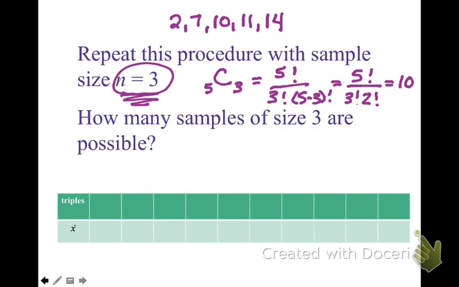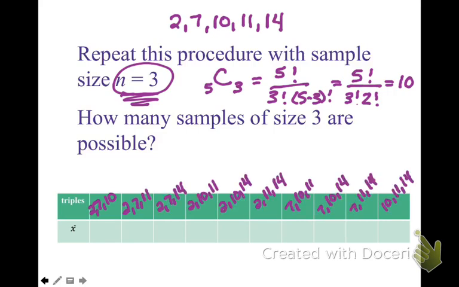Each of the samples is going to be called a triple. So we could take the sample of fish 2, 7, and 10, and that would be our first triple. Pause the video, complete the rest of the table, finding all of the 10 triples of fish that we could get from this population. Now that we've got our population of samples of size n equals 3, or our population of triples from our population of fish, we need to find the x bar, or the sample mean, for each of these triples.